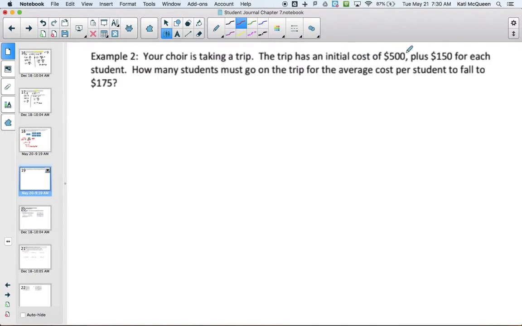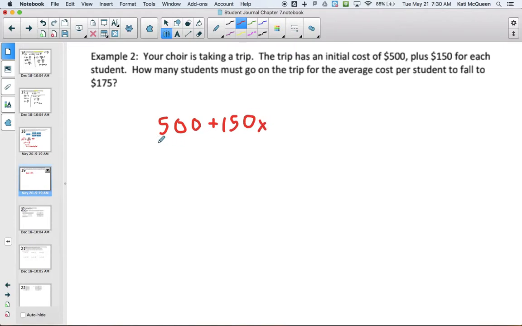So this initial cost of $500 is probably things like the bus. This $150 will have to do with, the more students there are, the more hotel rooms we need. Food might be included in there. So we've got that initial cost, plus it increases for each student that goes. I want to figure out the average, so I would have to know the total amount for the trip. The total amount for the trip is going to be that $500 plus $150 for each student, so 150 times the number of students going.